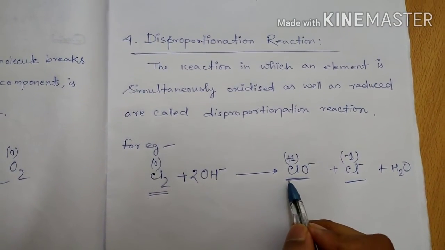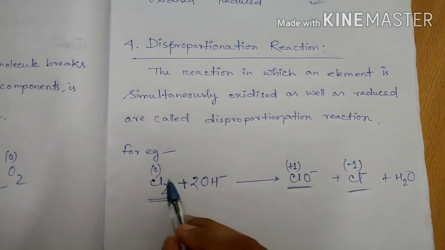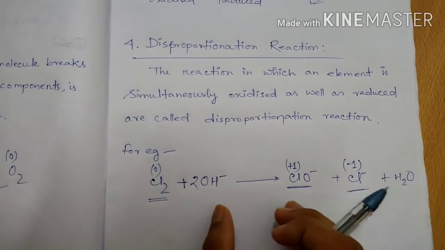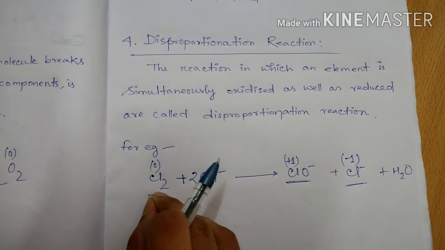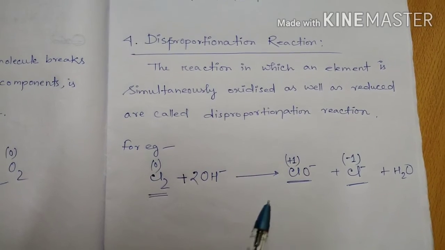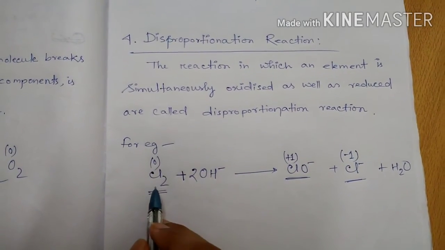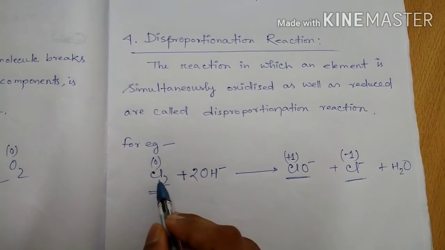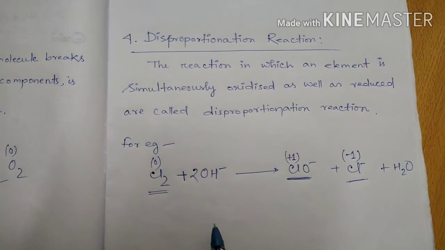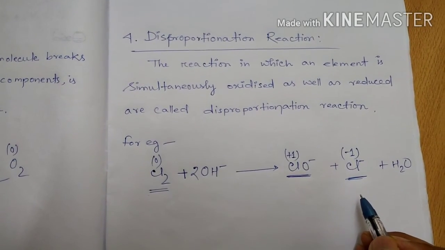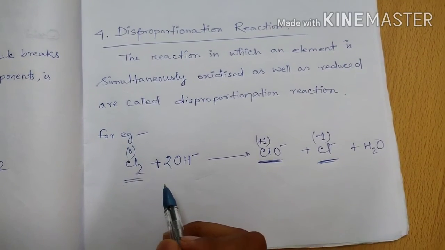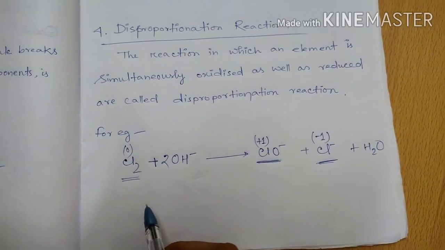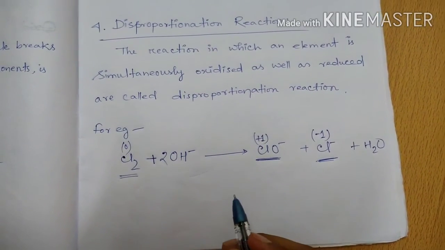That is, if we consider this compound, then the oxidation number of chlorine increases from 0 to +1, but if we consider this ion, then the oxidation number of chlorine decreases from 0 to -1. That is, in this reaction one element gets oxidized and reduced at the same time. First this chlorine is oxidized and then this is reduced, because the oxidation number of chlorine increases in this compound, but decreases in this compound. So this is a disproportionation reaction, because here the same element gets oxidized and reduced at the same time, that is simultaneously.